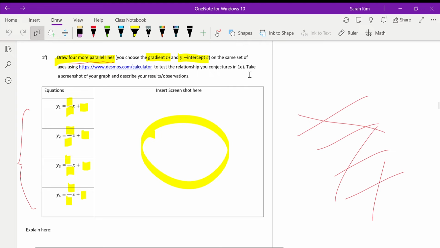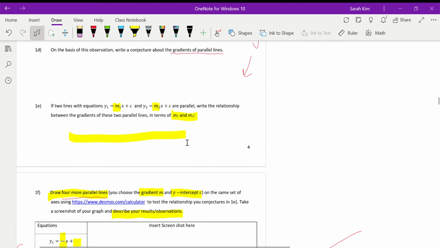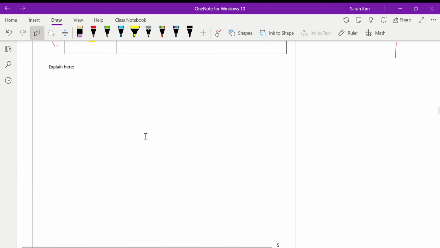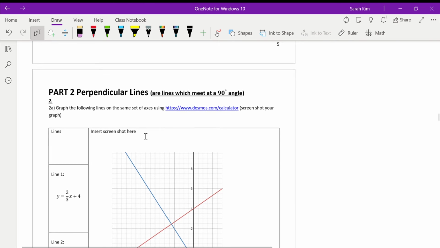Once you've taken your screenshot, you need to describe your results and observations. Does it agree with the rule, the conjecture you made up over here? Does it or does it not? What do you notice about it? How does it confirm your data? That's it for part 1.